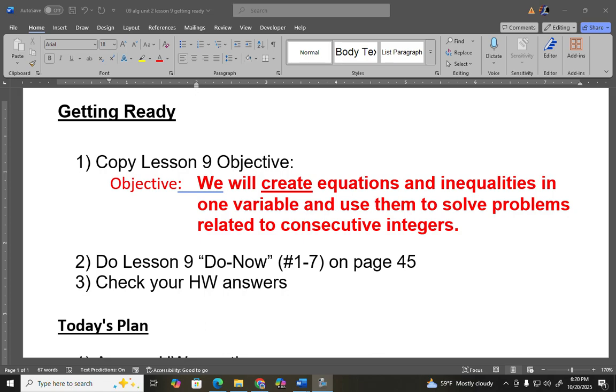There is a do now on page 45. And your homework answers were posted in yesterday's post, but they're posted here as well. So I do want you to make sure you check over your homework answers and ask me questions when you see me.